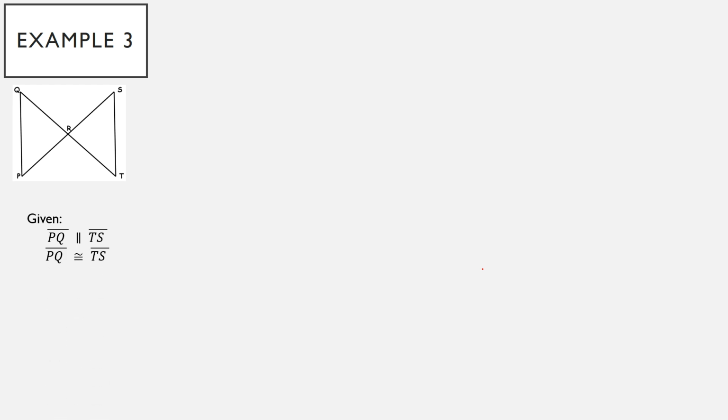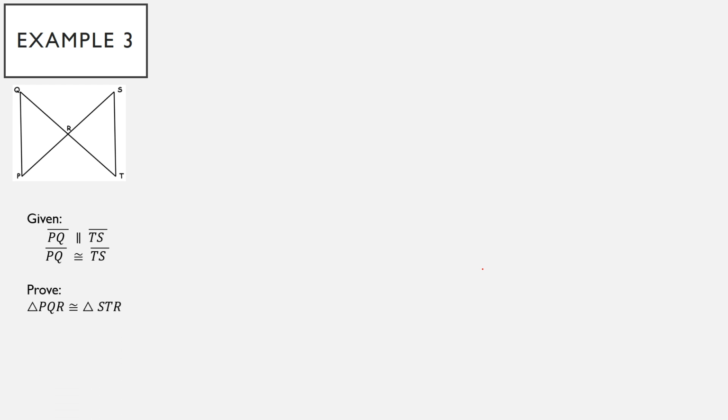So let's take a look at example 3. So here's our picture for example 3. And what do we know? We know that PQ is parallel to TS. We also know that PQ is congruent to TS. So I know two things here. Let's see what else. Nothing.